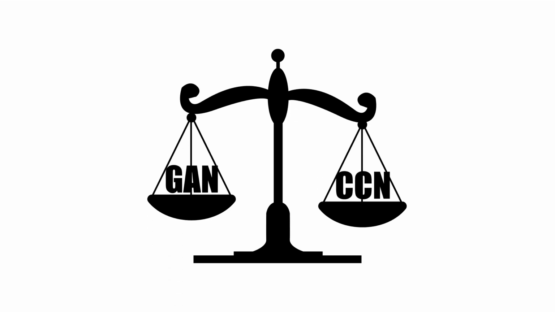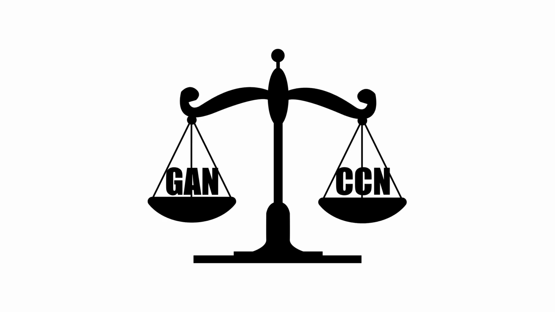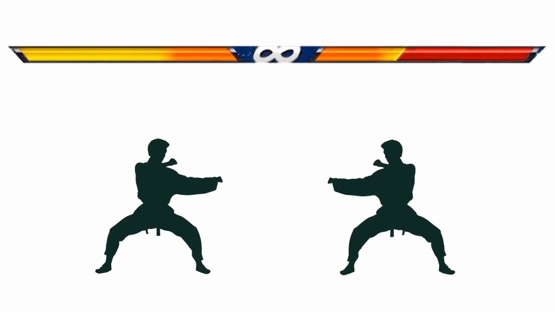First of all, it's important to understand how CCNets work, and we can compare it with a similar model called GANs. GANs are usually described as a competitive two-player game.